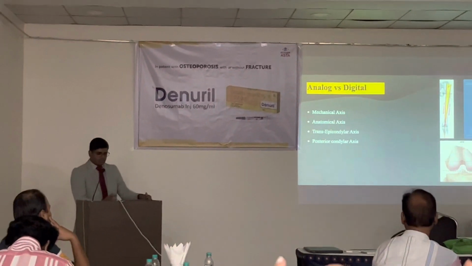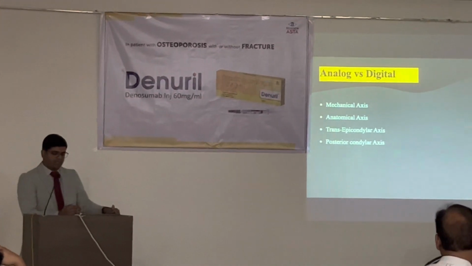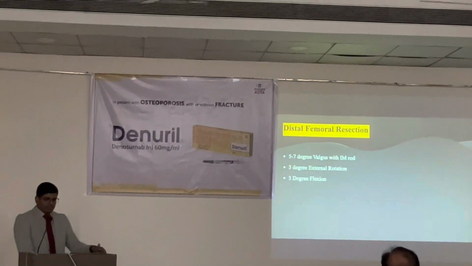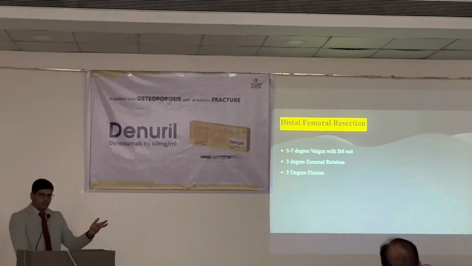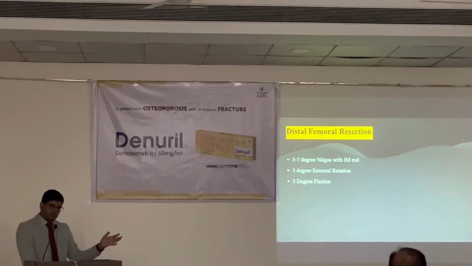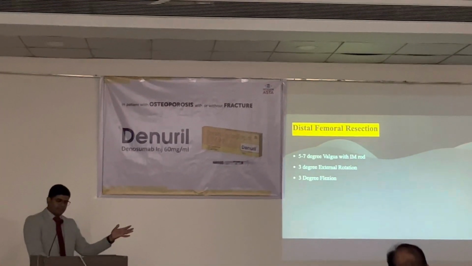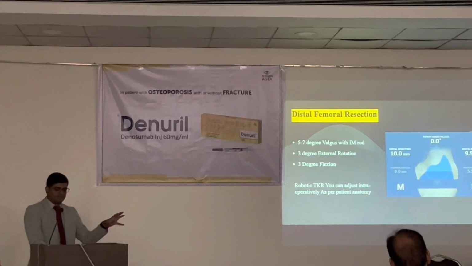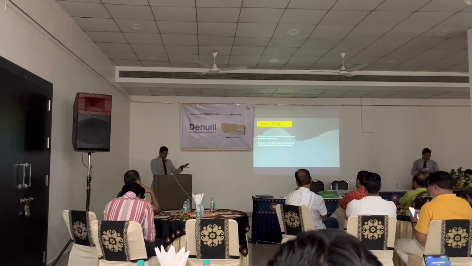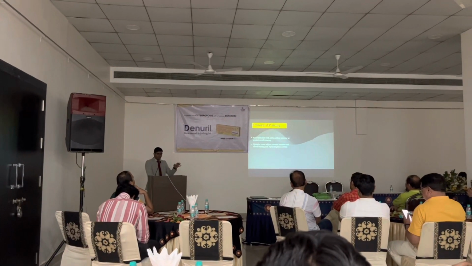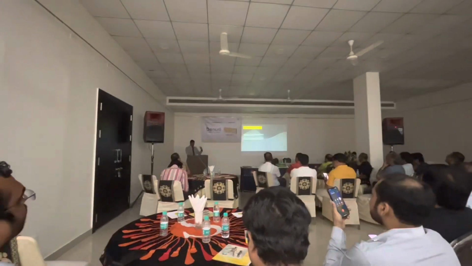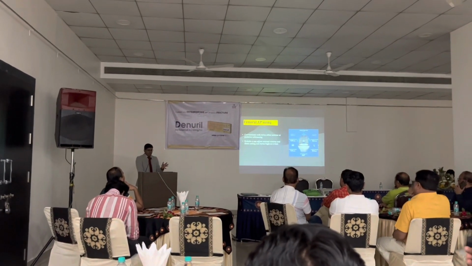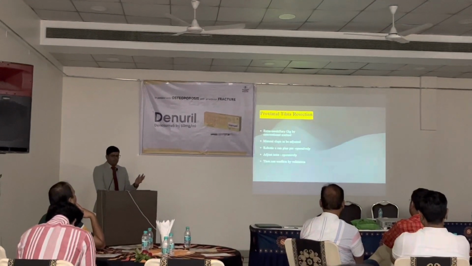In conventional, we look at the mechanical axis, anatomical axis, transepicondylar axis, and posterior condylar axis. While doing the distal femoral resection, we put the intramedullary rod, which can be 5 to 7 degrees valgus. We can put only 3 degrees of external rotation and 3 degrees of flexion. But in the robotic, we can definitely adjust intraoperatively as per the patient anatomy. For femoral AP sizing, conventional uses anterior-posterior referencing with the stylus, but with robotic you can give the external rotation and distal cutting as you want, how much you want.